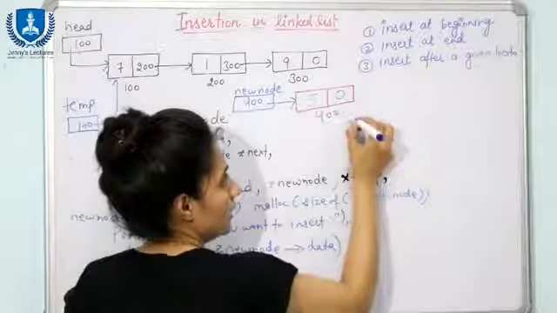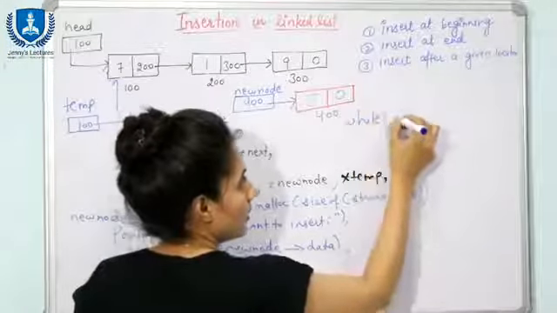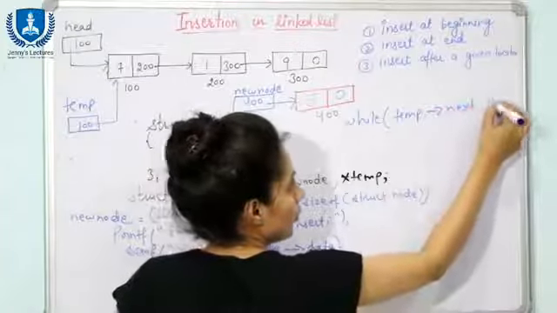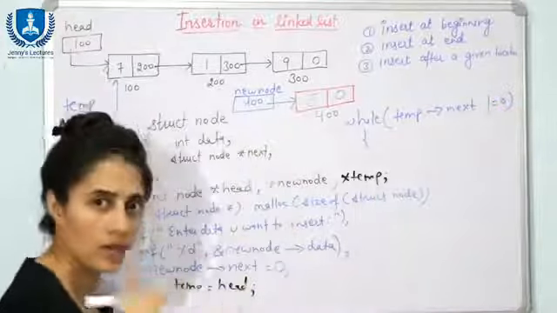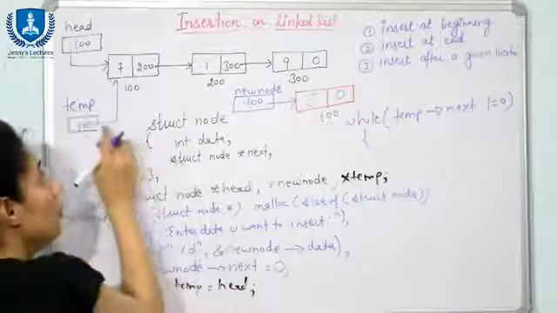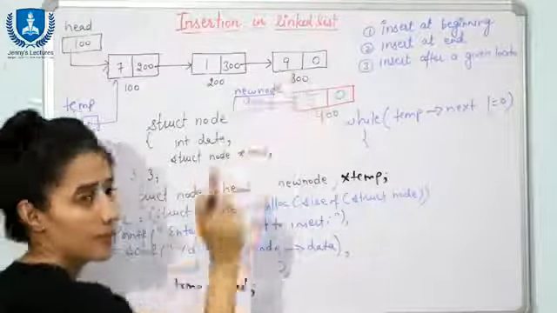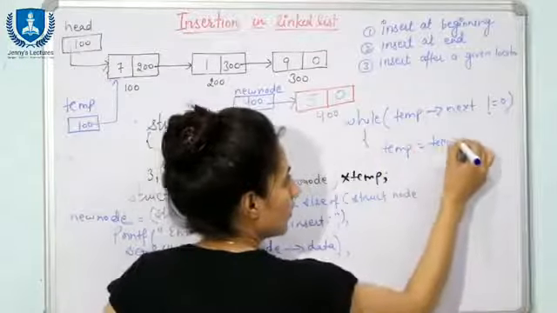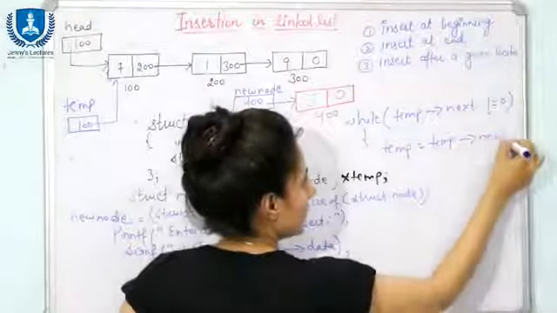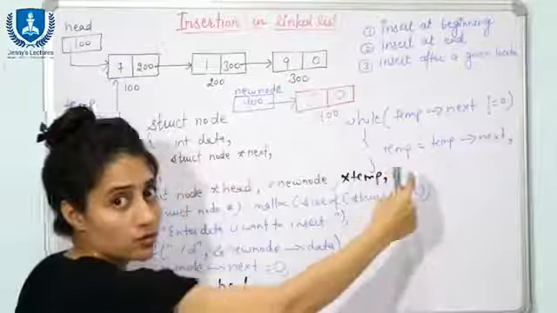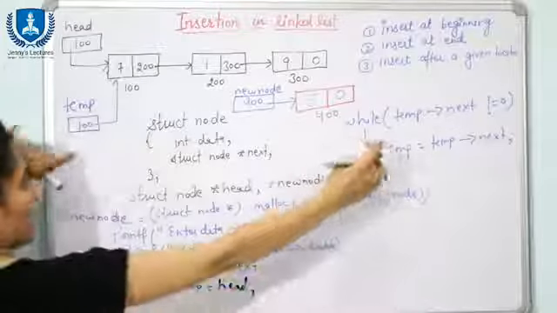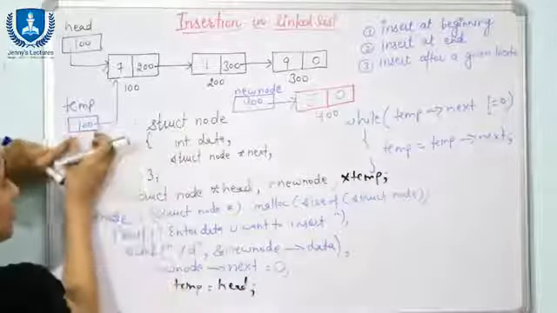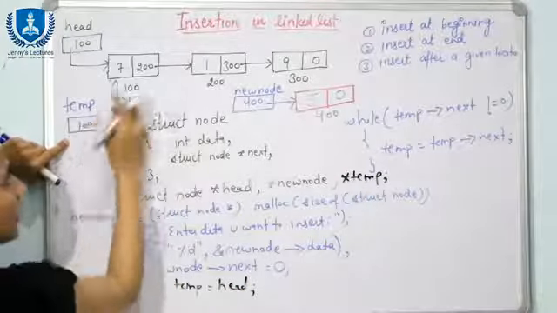See, here you will write while temp of next not equal to null, right? Till then we are going to move this temp here, then here, then here. So here what you will write, temp is equal to temp next. Now see the working of this loop. At starting temp is 100, so temp next, using this temp we can access this one, and temp next is what?